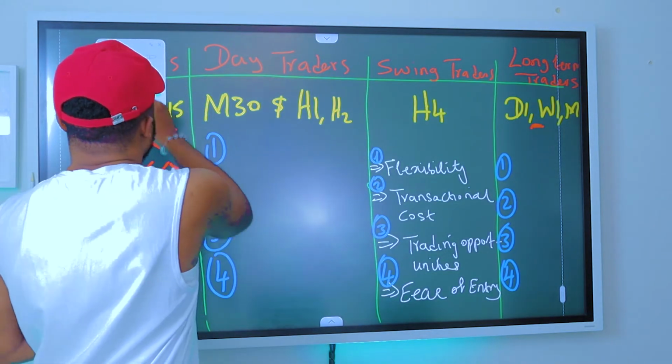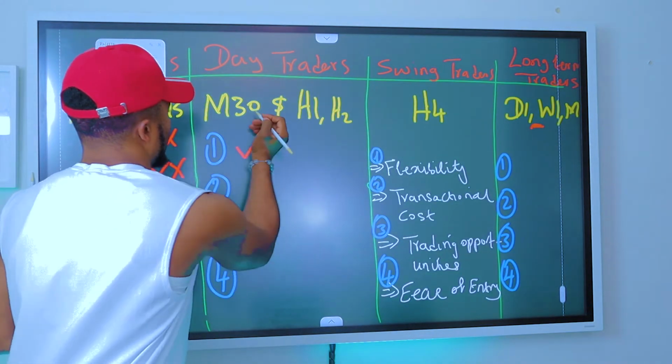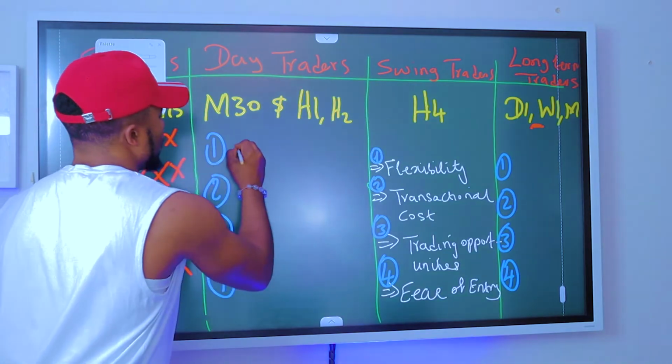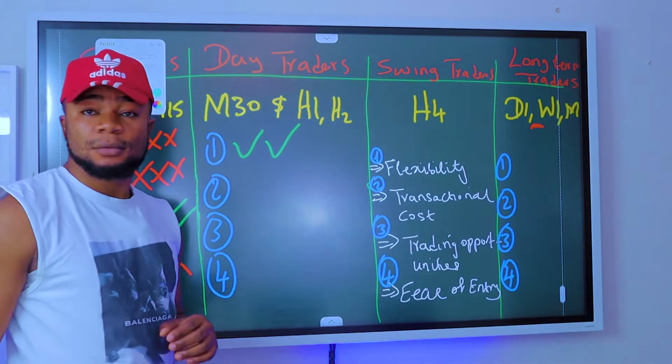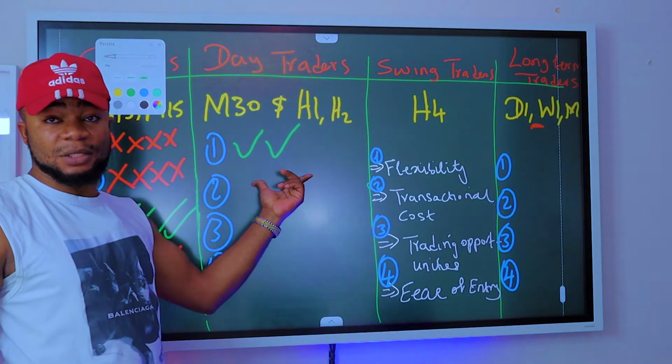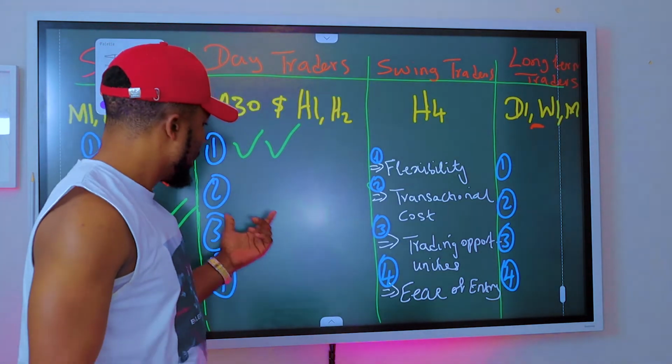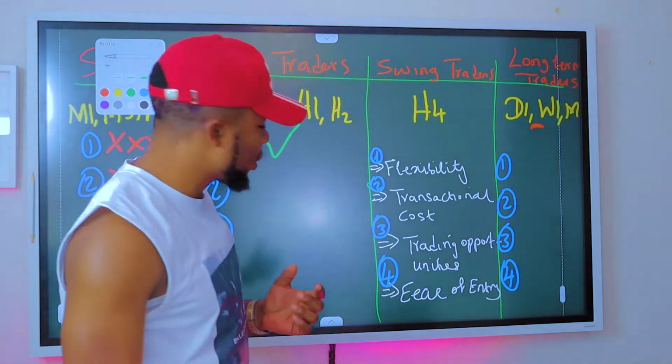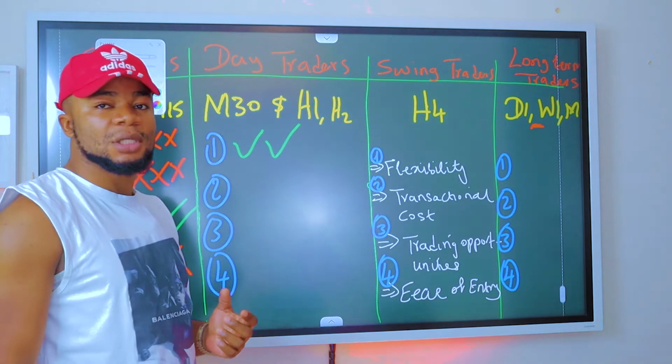Now I'm also grading it in terms of 4 stars, all right? So here I'll give this one 2 stars. Let me give it red. On flexibility, I'll give 2 stars, all right? Now, after flexibility, let's go on to transactional cost.